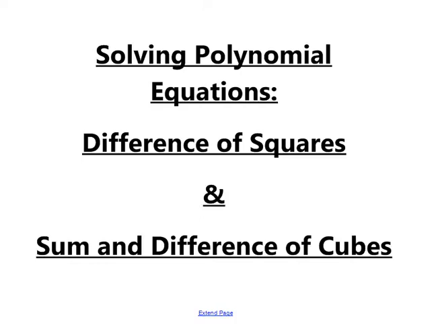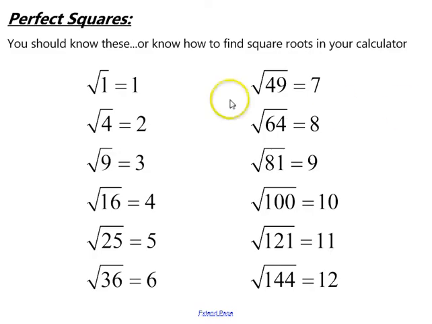Solving polynomial equations, difference of squares, and sum and difference of cubes. These are some of the basic perfect squares from 1 all the way to 144. You should know these perfect squares so that it's easier for you to work with these problems, or at the very least know how to find square roots in your calculator.